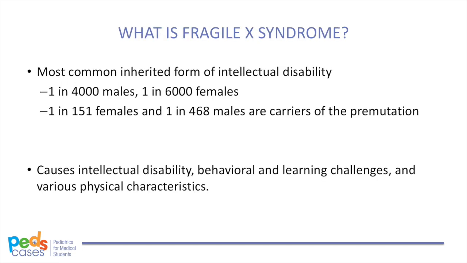Well, from a quick read I did last week, I learned that it has a prevalence of about 1 in 3,600 to 4,000 in males, and 1 in 4,000 to 6,000 in females. It is lower in females because females with a full mutation also have another normal X chromosome. 1 in 151 females are carriers of the premutation, and 1 in 468 males are carriers of the premutation. Very good. Now, can you tell me what it is? From my reading, I learned that Fragile X is a genetic condition that causes intellectual disability, behavioral and learning challenges, and various physical characteristics. Great. Any physical characteristics that you can see?